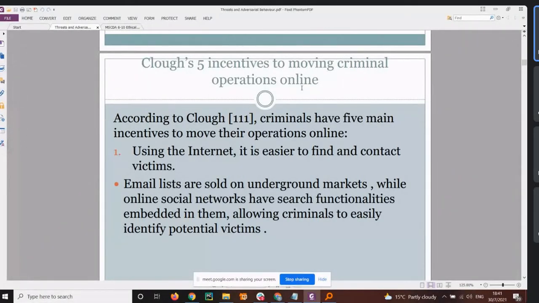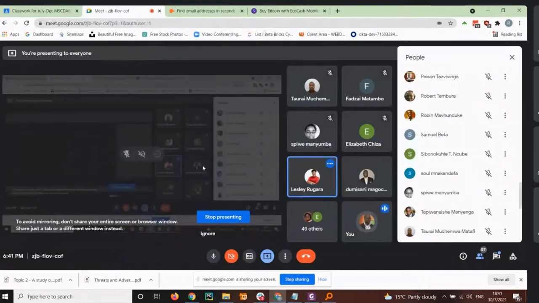Does anyone have a different crime in mind that may fit this particular bill? Using the internet, it is now easier to find and contact victims. Yes, Leslie, go ahead. Human trafficking. Human trafficking, yes.